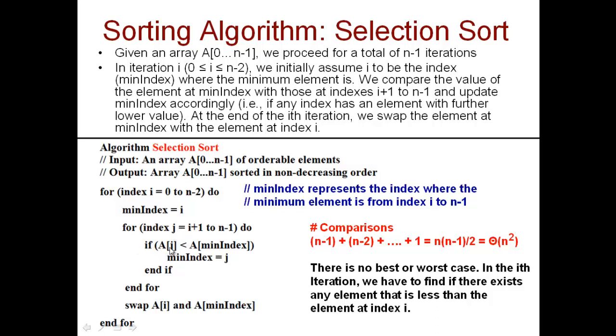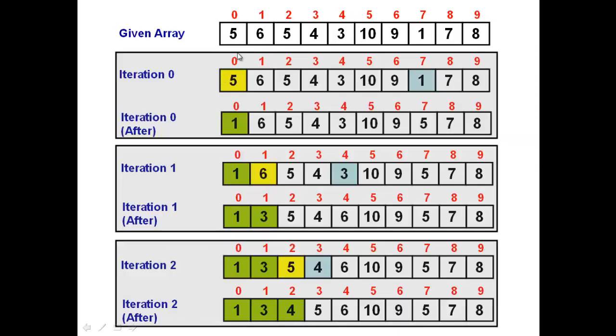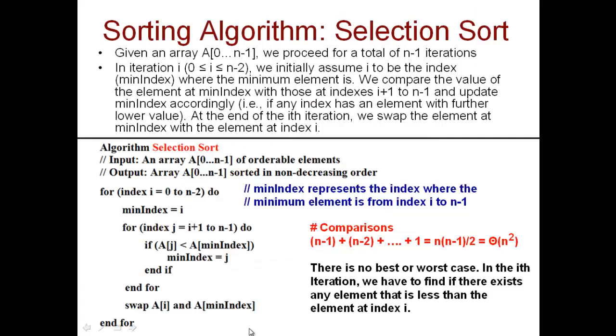So if anything at index j is less than what you think is the current minimum value, how can you check? A of min index. So min index is initially 0 here in this first iteration, and the corresponding data is 5. So j is 1, the data is 6. So you are checking, is 6 less than 5? No. So just keep the min index at 0. Then you come to index j equals 2, check the data at index 2, is 5 less than 5? No. Then j equals 3, now you check 4. Is 4 less than 5? Yes. So min index will then be updated to 3, that is the j index.